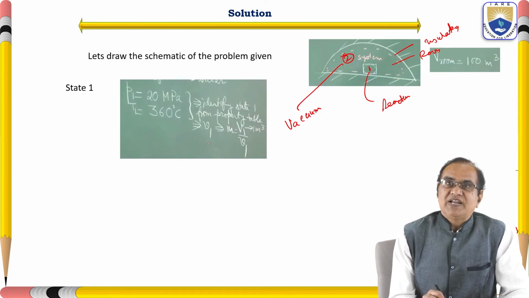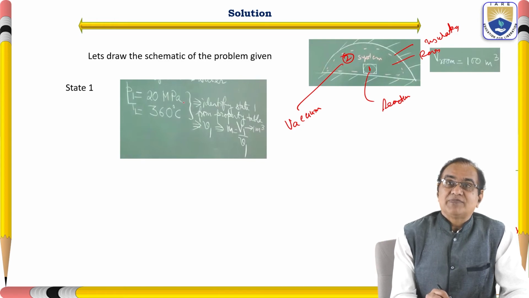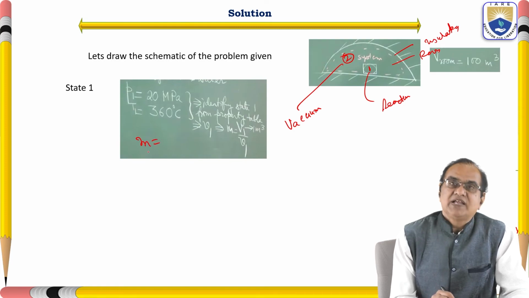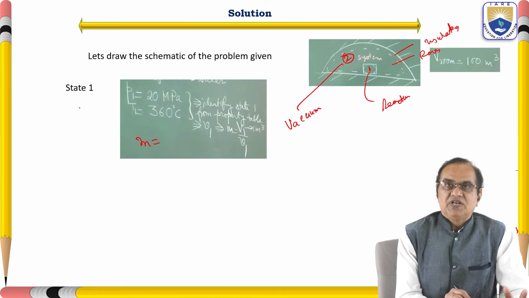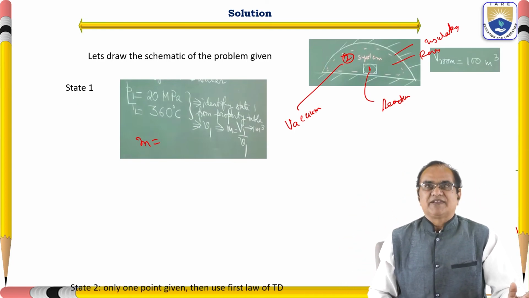We will get V1 is equal to M v1, where V1 is given 1 meter cube, and small v1 we will get from the table. From here we can find out the mass. We can get the mass of the system by the state 1. State 1 is only given to find out how much mass is there.